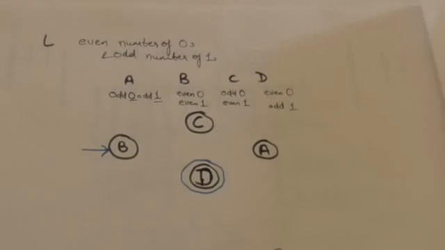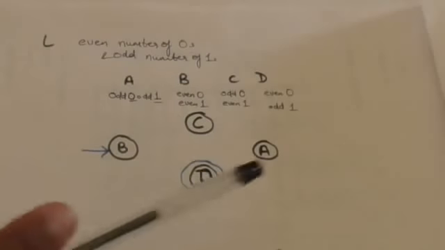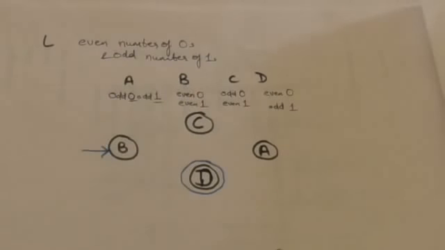Now we have to construct a finite automata which will accept the language L. Since the language has divided all strings of 0 and 1 into 4 classes, the finite automata which will accept this language must have at least 4 states, each corresponding to each class of strings of 0 and 1. Since there are 4 classes, there will be 4 states. State A corresponds to class A, state B corresponds to class B, state C corresponds to class C, and state D corresponds to class D.